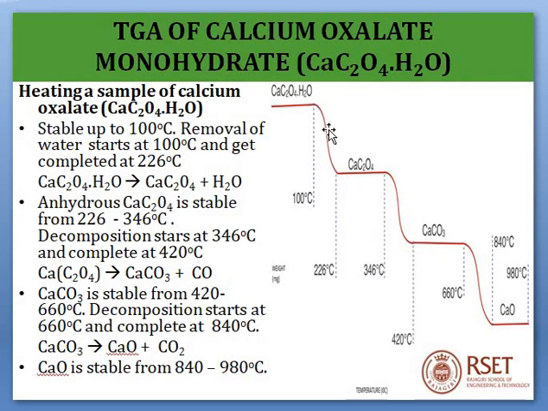And this is due to the dehydration reaction, and the product obtained is the anhydrous form of calcium oxalate, that is CaC2O4. Then CaC2O4 undergoes a decomposition reaction near 346 degrees Celsius, and you are getting calcium carbonate. Finally, calcium carbonate above 600 degrees Celsius undergoes decomposition to give CaO. And this is the stable form, and this decomposition takes place beyond a temperature of 600.